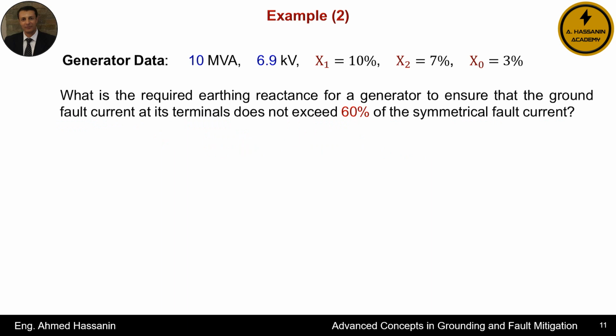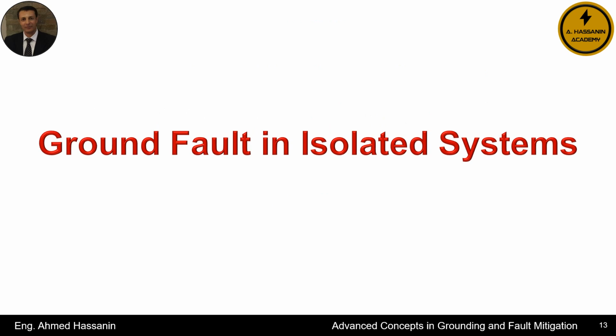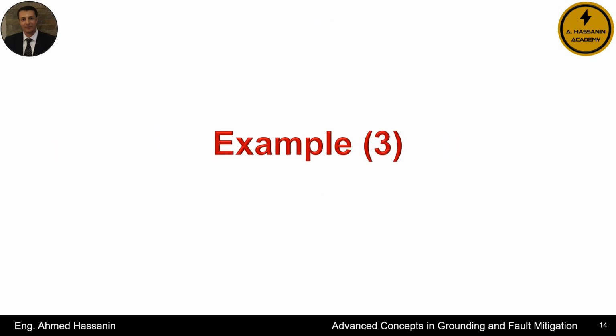In example 2, we'll learn how fault currents can be controlled by adjusting the neutral grounding method. Specifically, we aim to calculate the required earthing reactance for a generator to ensure that the ground fault current at its terminals does not exceed 60% of the symmetrical fault current. Then I will discuss ungrounded or isolated systems. I will also talk about a very important topic, which is the ground fault in isolated unearthed systems. After that, I will discuss example 3.